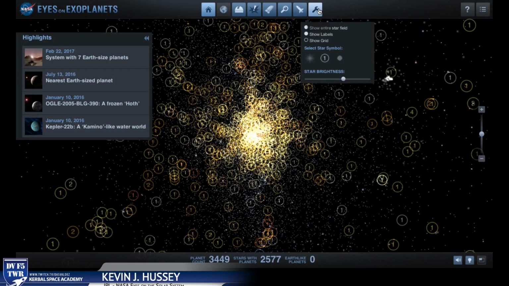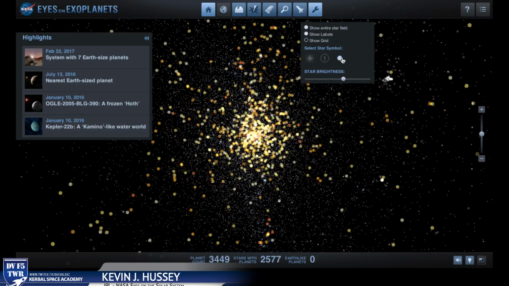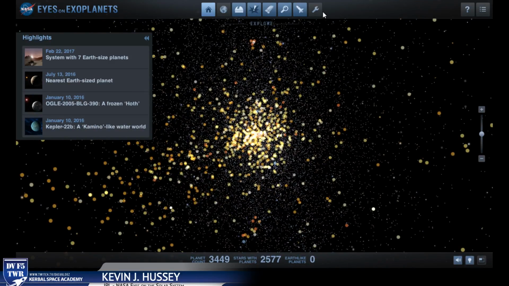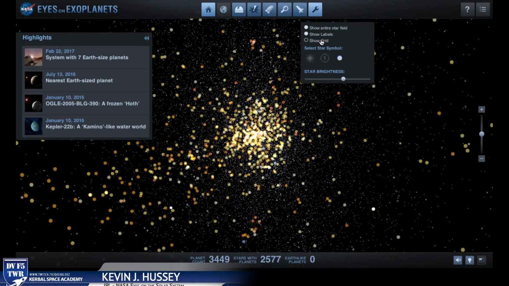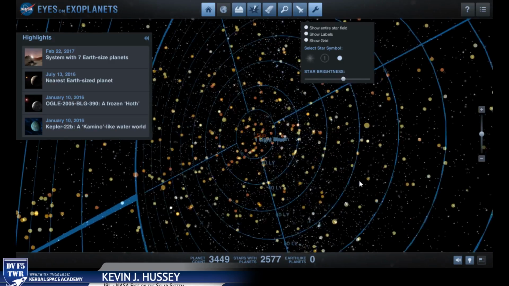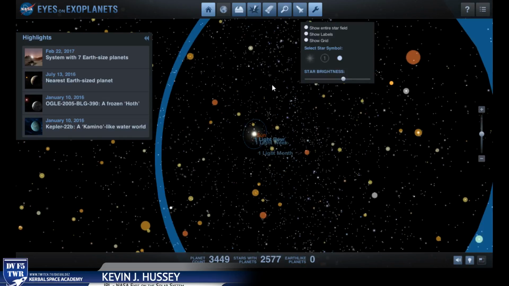We have other things, like you could change to just a little dot if you don't want the big icons and stuff. There's just 3 choices there. You can also show the grid. Oh, this is cool. There's a grid going from the sun. This is kind of fun.